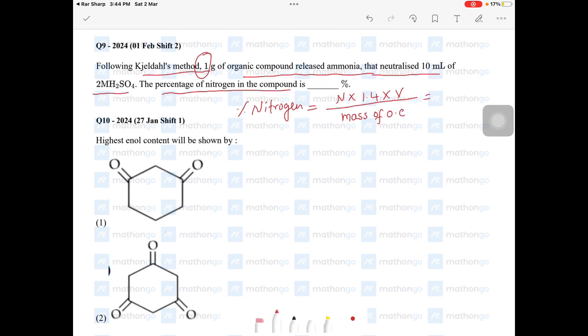So substitute the values. Normality: here the given is molarity, so normality is equal to molarity into basicity. Molarity is 2, basicity 2, then normality is equal to 4. 4 into 1.4 multiplied by volume 10 divided by mass of organic compound 1. So then it is equal to 56 percent.